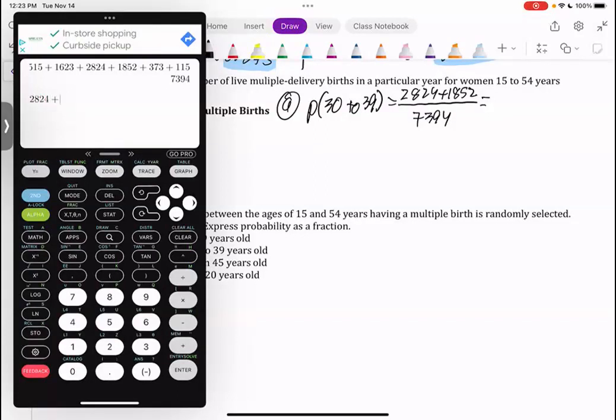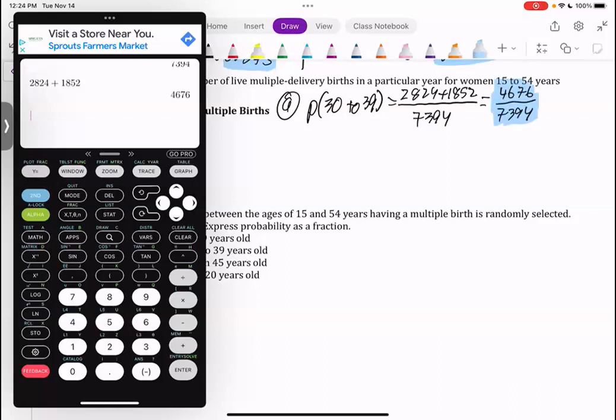2824 plus 1852 gives me 4676 out of the 7394. Now that reduces, but I'm not going to bother reducing. I'm just going to leave it as is. If your teacher specifically wants you to reduce it, then you'll need to reduce. So just keep an eye out for that.